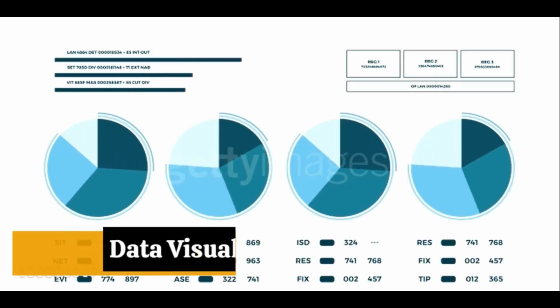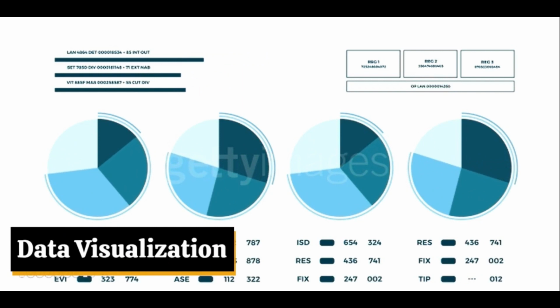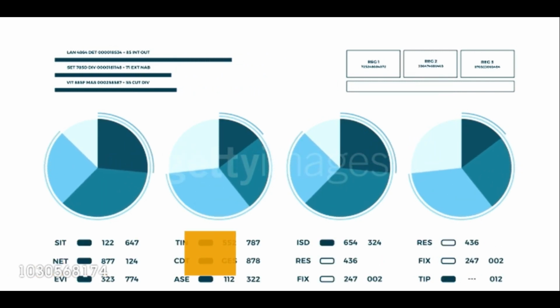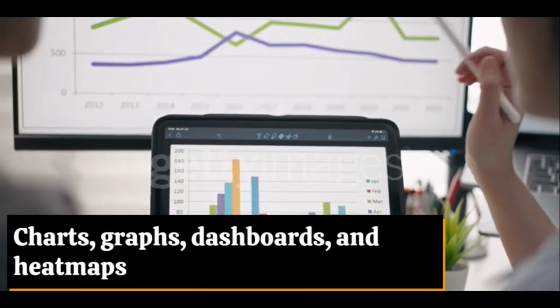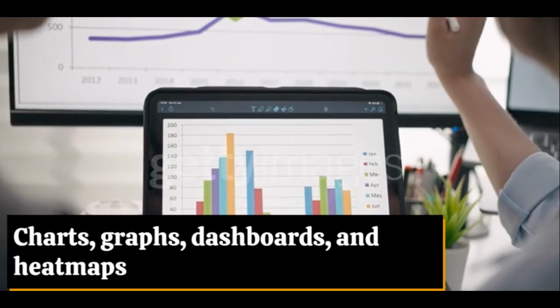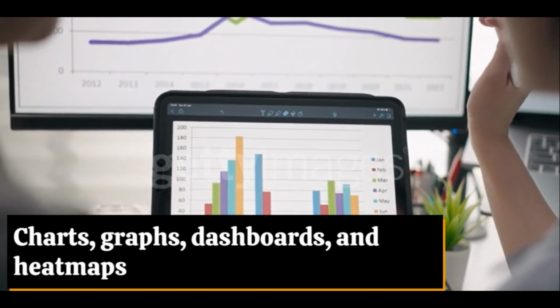Data visualization. Communicating insights from big data analysis effectively often involves data visualization. Data visualization techniques like charts, graphs, dashboards, and heat maps help stakeholders understand complex patterns and trends within the data.